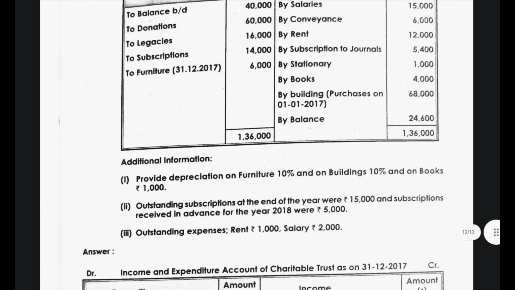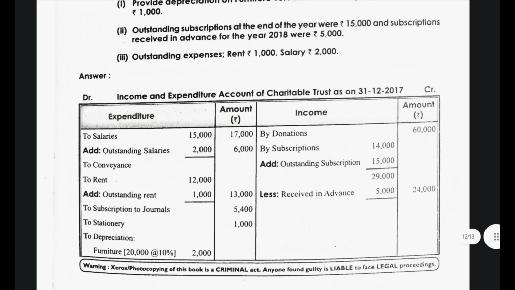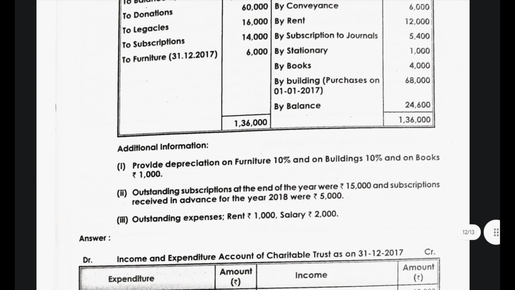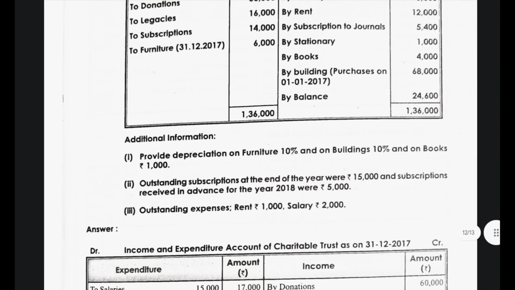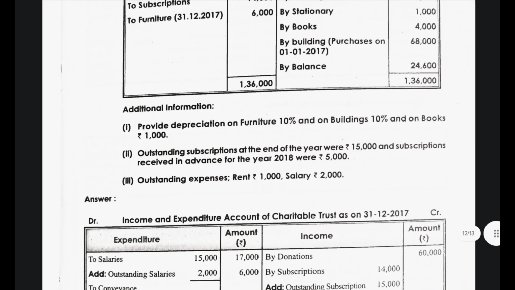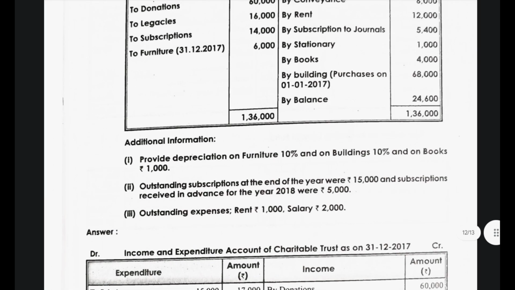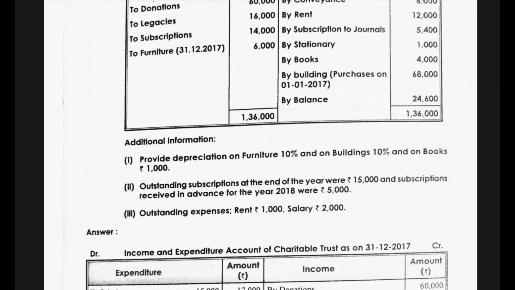Now next after rent, subscription to general is there. No information relating to it in the adjustment. So as it is the subscription to general 5,400 we are taking here. Now next we have stationery 1,000. No adjustments are there, so as it is stationery also we are taking 1,000. Now books, building, these balances are all relating to the assets. It's clear, these all are relating to the assets.